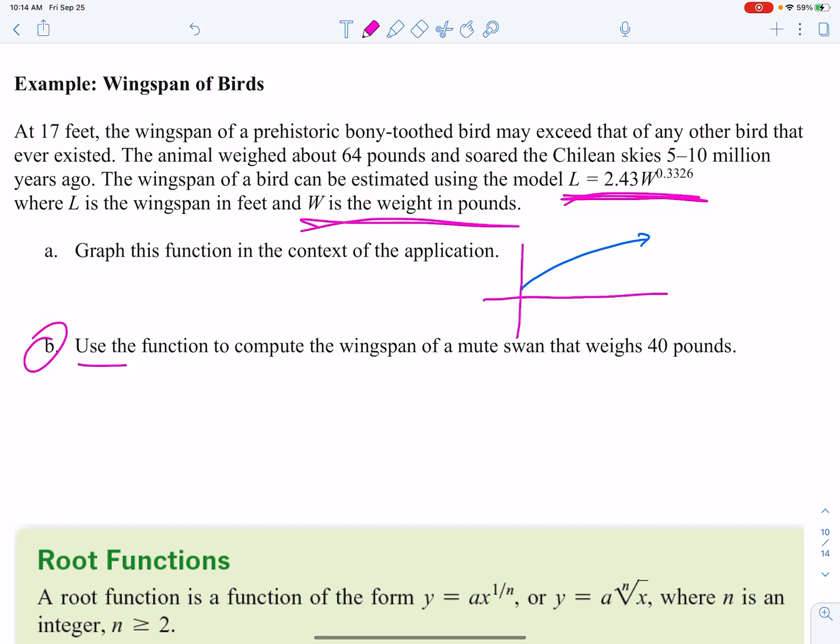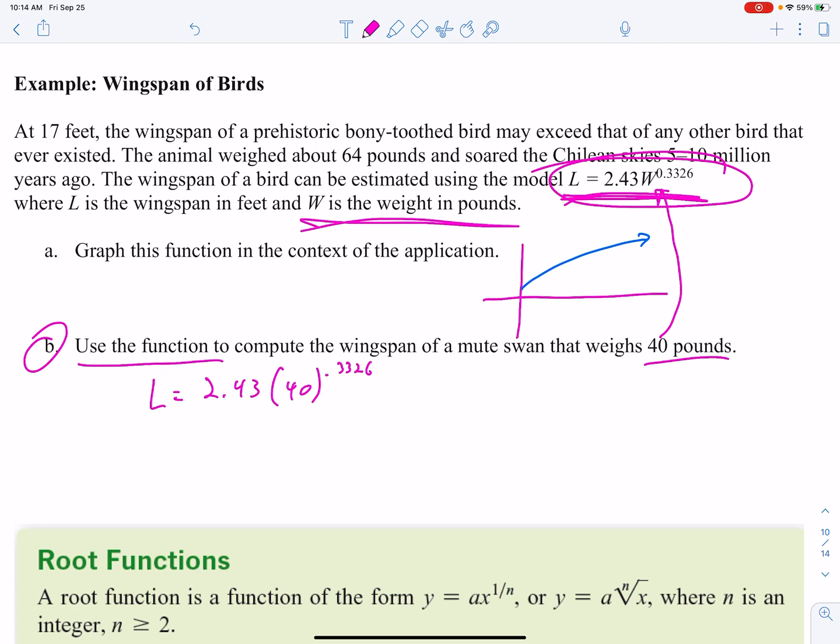It says use the function, so they gave us this function here, to compute the wingspan of a mute swan that weighs 40 pounds. So we're going to plug in 40 for W, right? W is weight in pounds. So here we go. So the length is 2.43, use parentheses appropriately, times 40 to the 0.3326 power.